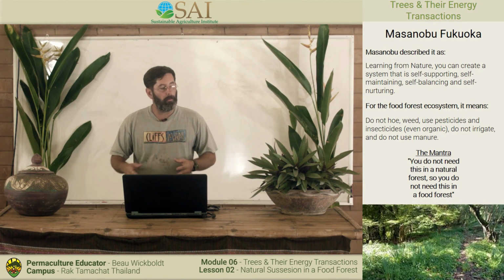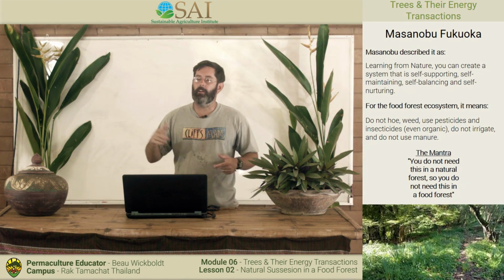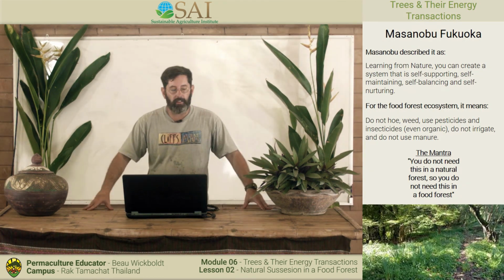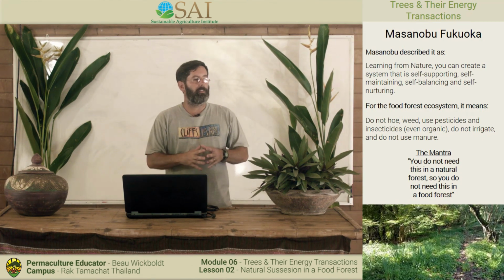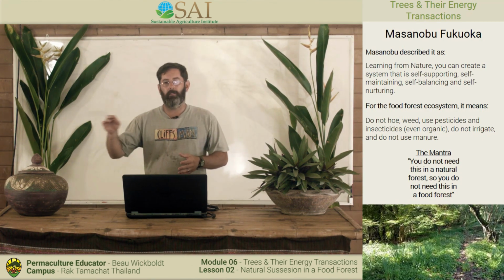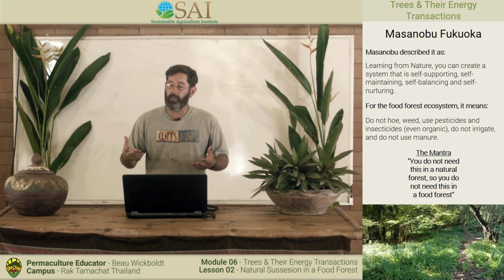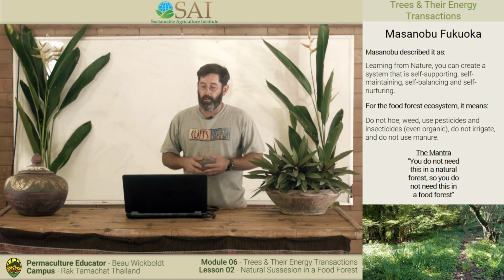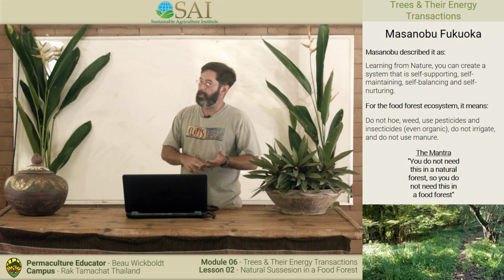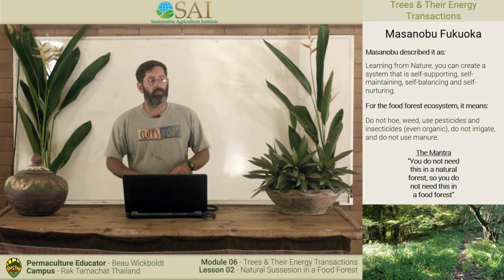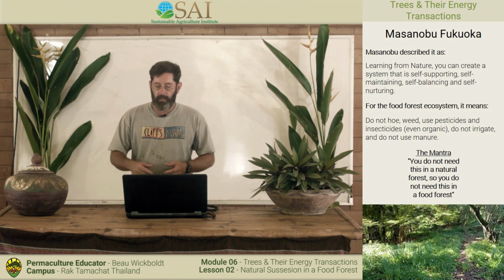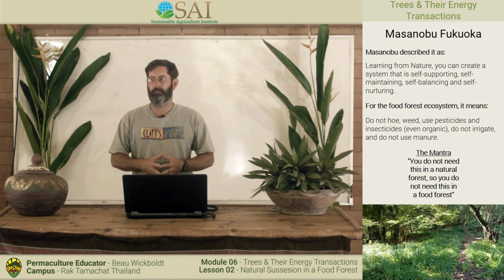So Masanobu describes it as, we can learn from nature. You can create a system that's self-supporting, self-maintaining, self-balancing, and self-nourishing. So it takes care of all of its needs. I'm just placing the elements in the right place. And for the food forest ecosystem, this means do not hoe, weed, use pesticides or insecticides, even if you say they're organic, and do not irrigate and do not use manures.